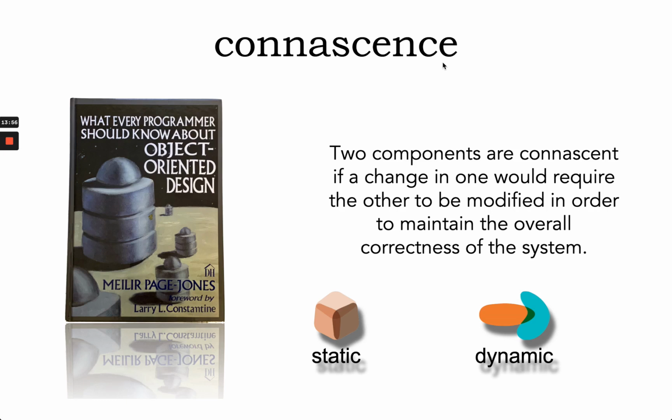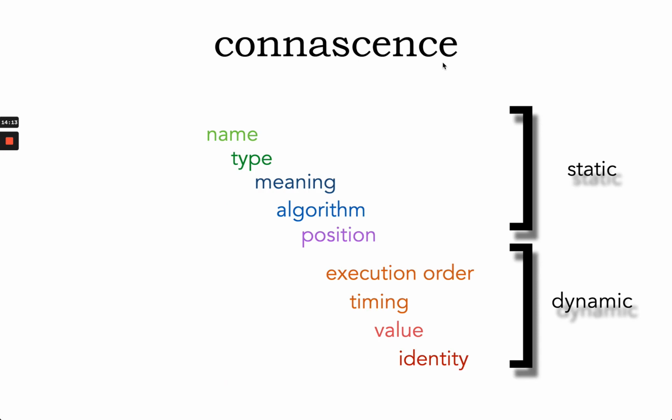Here's his definition, which is actually the definition that we use for coupling in Software Architecture: The Hard Parts. Two components are connaissant if a change in one would require the other to be modified in order to maintain the overall correctness of the system. So this is basically just coupling. But what he does here is define these different levels of connaissance, from name all the way down to identity, and he further subdivides these into static versus dynamic connaissance.